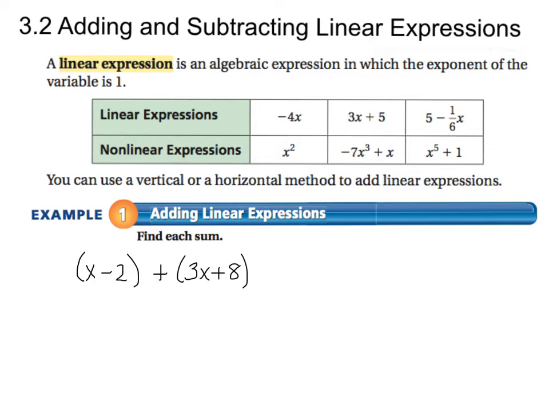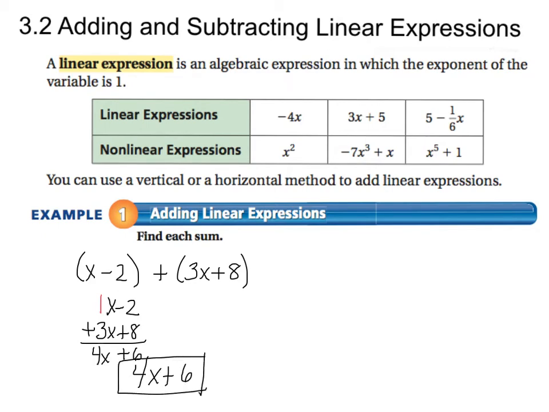So if we add these together, we're going to do it first vertically. When you add them vertically, you're going to align the like terms vertically and add. Make sure you always align the like terms. So I'm going to take x minus 2 and add to that 3x plus 8. Now we just add them together. Negative 2 plus 8 gives me positive 6. And then 1x, remember there's always a 1 as the coefficient of a variable, 1x plus 3x gives me 4x. So the sum would be 4x plus 6.